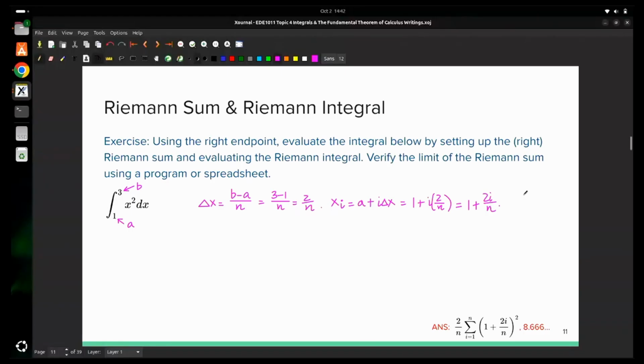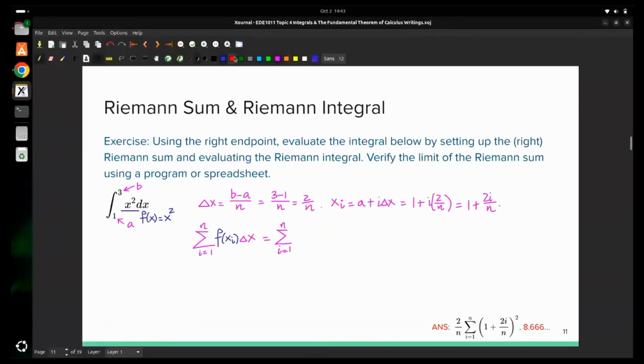Now, I need to compute the sum. So second step, sum. Sum of i equals 1 to n, f of xi times delta x. Height times width. Sum all the height times width, the area of rectangles. So now I need to know what is my f of xi. I'm trying to find the area underneath the x squared function. So therefore, f of x equals x squared. If f of x equals x squared, f of xi must be xi squared.